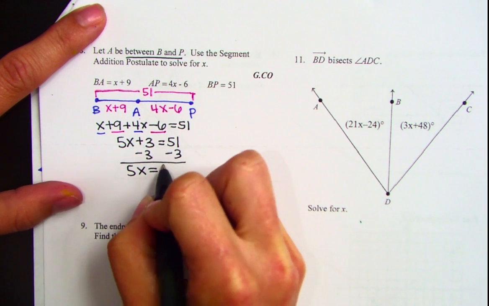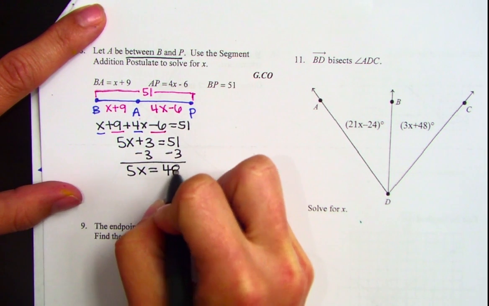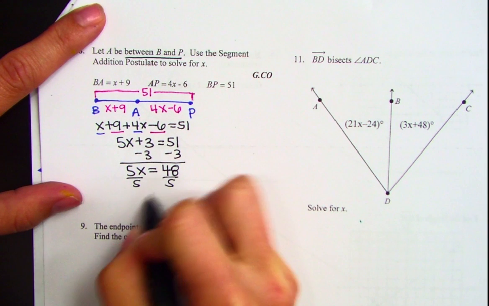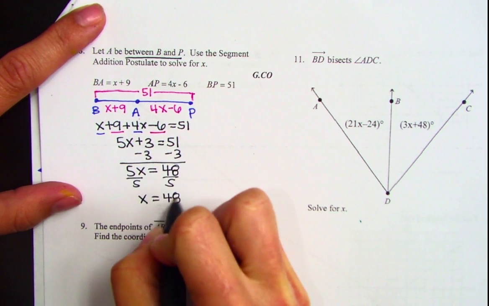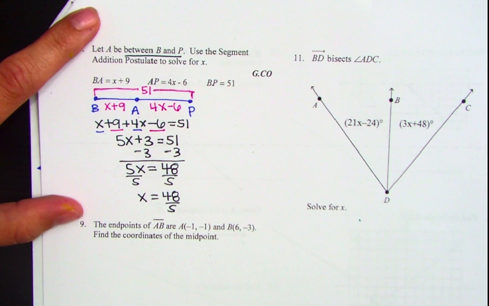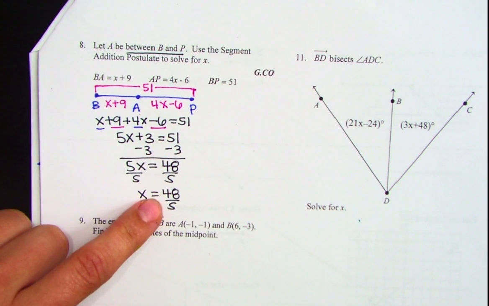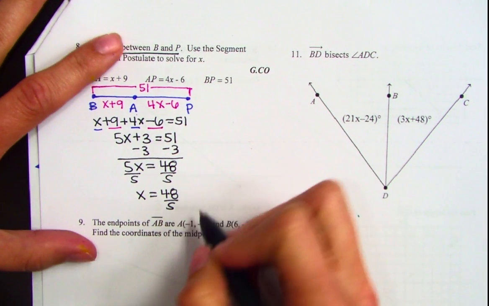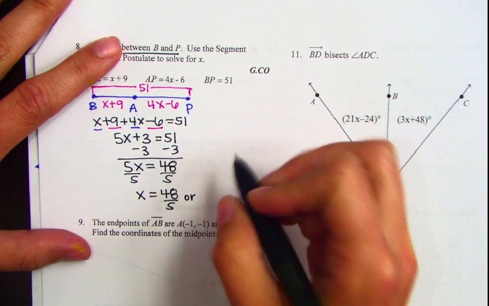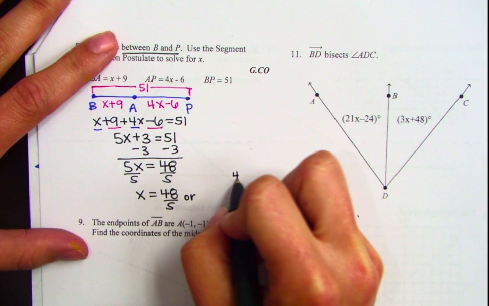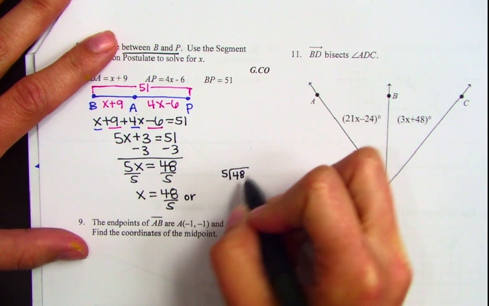5x is equal to 48. And then my final step is dividing by 5. So x is equal to 48 over 5, which we can't simplify. So if you had a fraction, you would leave it. Or we can put it into a decimal if we do some division. So 48 divided by 5.